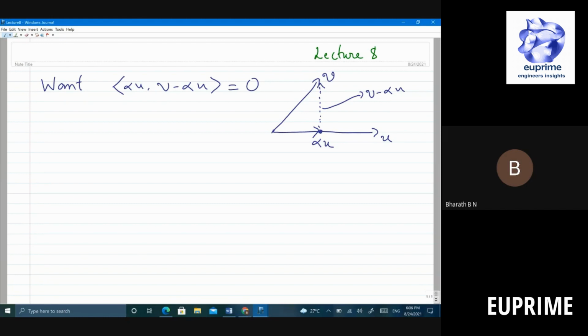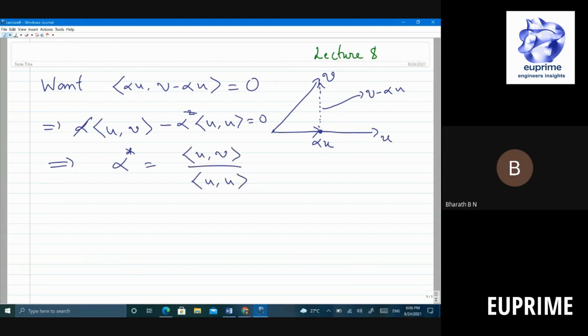So what is that? It will be alpha times <u, v>, using linearity of the inner product, minus alpha squared times <u, u>, equal to 0, right? So this implies alpha star will be <u, v> divided by <u, u>, right? So this is what we get. So that means the projection of v onto u, right?